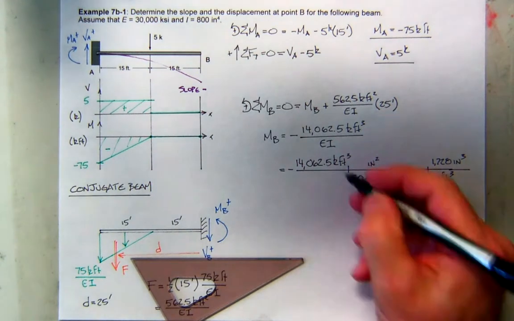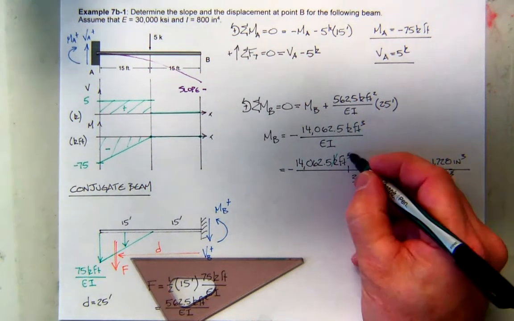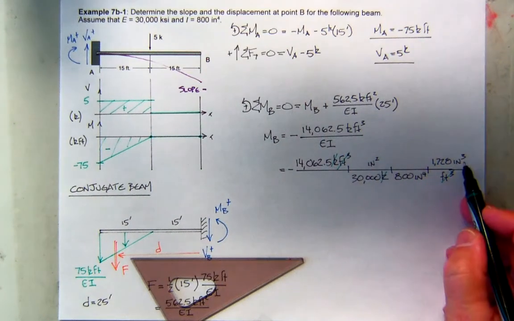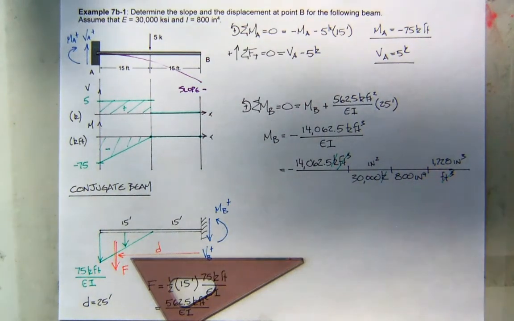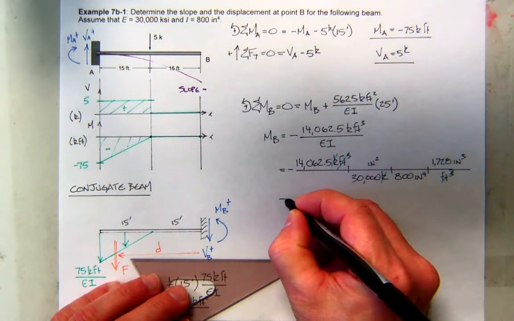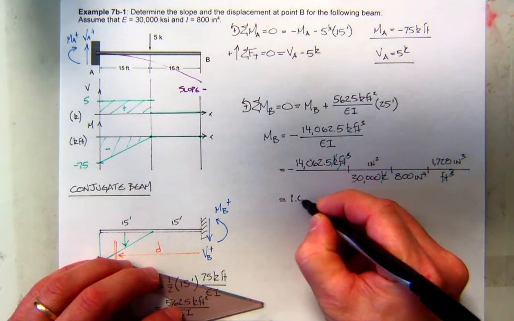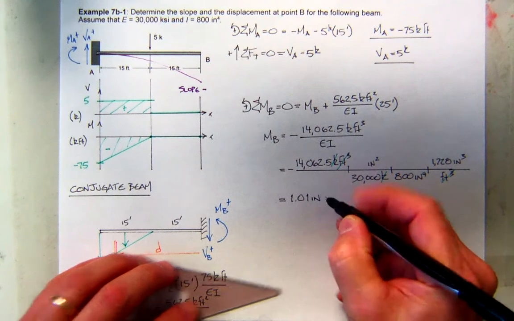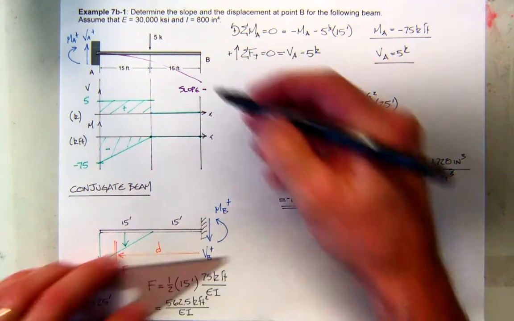And let's see, so kip cancels kip, cubic feet cancel cubic feet. I've got inches to the fifth in the numerator, inches to the fourth in the denominator. That's just inches. So what does that come out to when you compute it? 1.01. Yeah. So basically about an inch. This end dropped an inch.